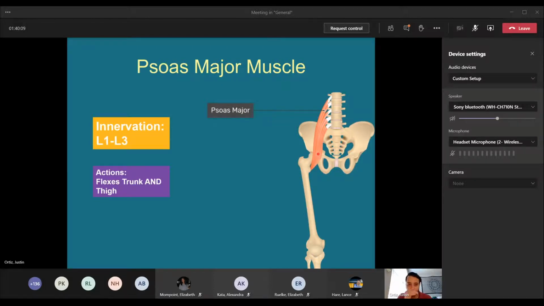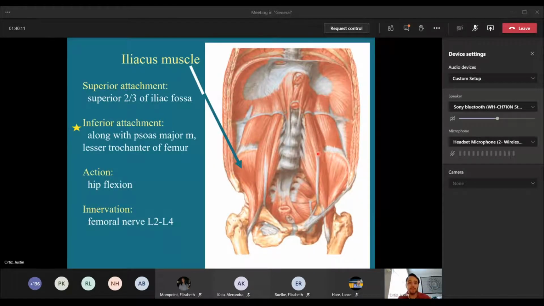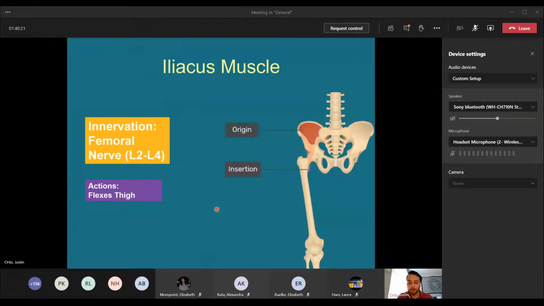Okay, and here's our iliacus. Again, it runs with your psoas major, and it's going to attach to the lesser trochanter of the femur, and it acts in hip flexion. That's all it does. Its innervation is the femoral nerve. On this slide, you can see your iliacus muscle right here, joining on the lesser trochanter of the femur with the psoas major muscle, making the iliopsoas. But again, the iliacus muscle innervation is the femoral nerve, which is going to be L2 to L4, and its action is just going to flex the thigh.